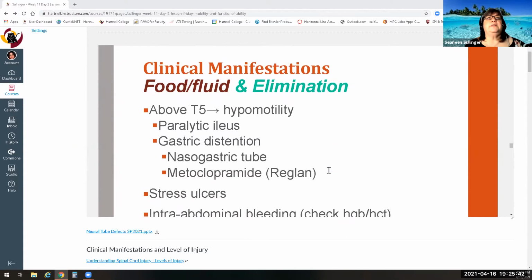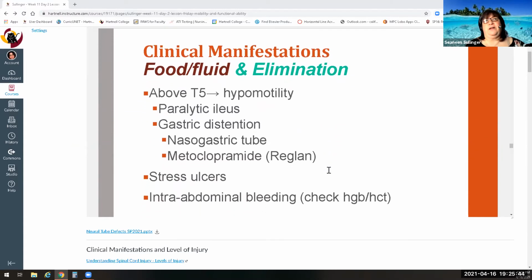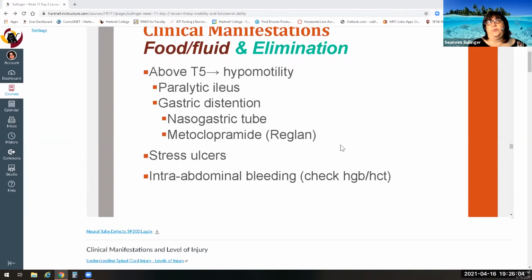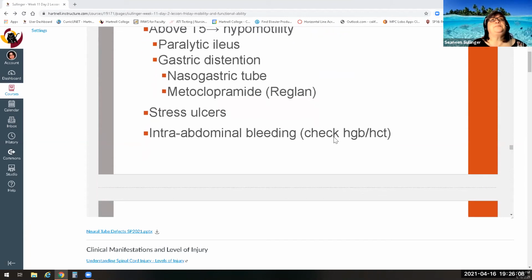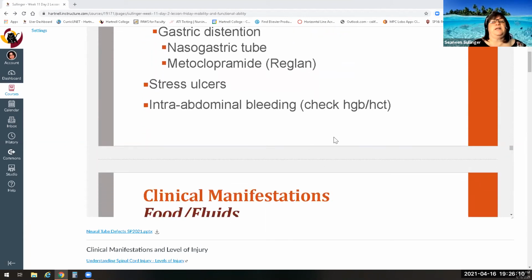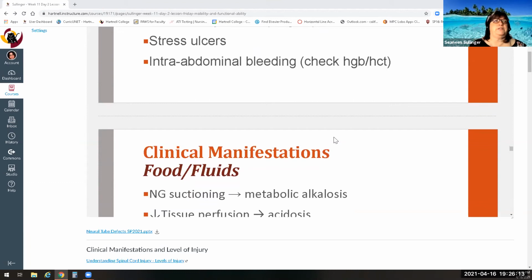And then food, fluid, elimination, right? The gut's not really going to work. The body's like, what do I need my stomach for? I'm trying to regulate all this other stuff, right? So you can see some stress ulcers. You could see some intra-abdominal bleeding, the paralytic ileus, which is where the gut's really not moving and everything kind of gets stuck there. So a lot of times they might have a nasogastric tube. I don't know if Reglan's the first line anymore, but they'll have something to help regulate the acidity and to help with GERD and regurgitation.